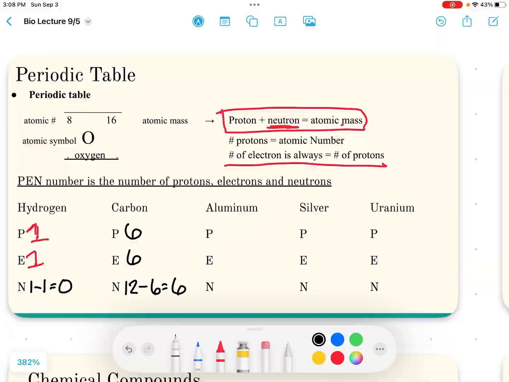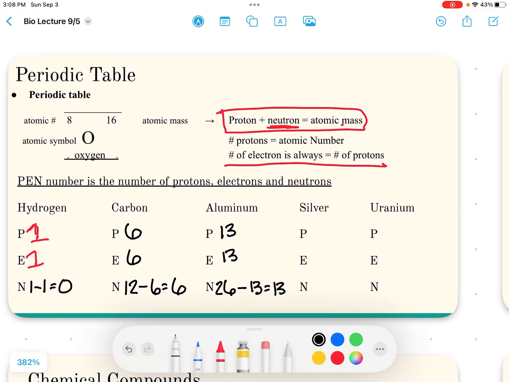Okay, so let's solve for how many protons we have in aluminum. Since it's atomic number 13, that means we have 13 protons. That also means, since we have 13 protons, we have to have 13 electrons. All right, now we need to solve for the number of neutrons. If you look, it is 26 for its atomic mass. So 26 minus 13 equals 13. All right, let's do silver now.